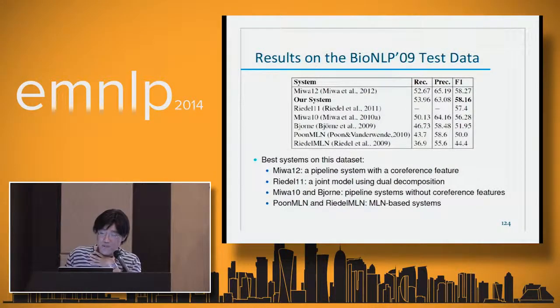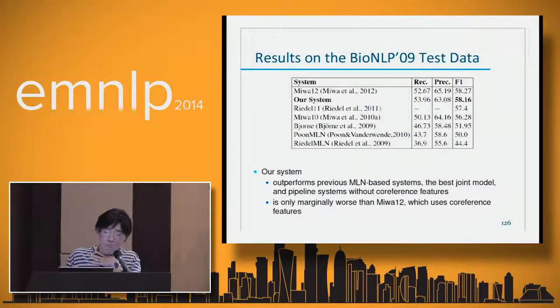And finally, we have results on the BioNLP 09 test set. And we again show the best systems on these data sets. We have seen MIWA 12 and RIDO 11 in the previous slide. And there are also 2 pipeline systems without using coreference features. And there are also 2 MLN-based systems, Poon MLN and RIDO MLN. And here you can see that our system outperforms previous MLN systems, the best joint model, and pipeline systems without coreference features, but is marginally worse than MIWA 12, which again uses coreference features.